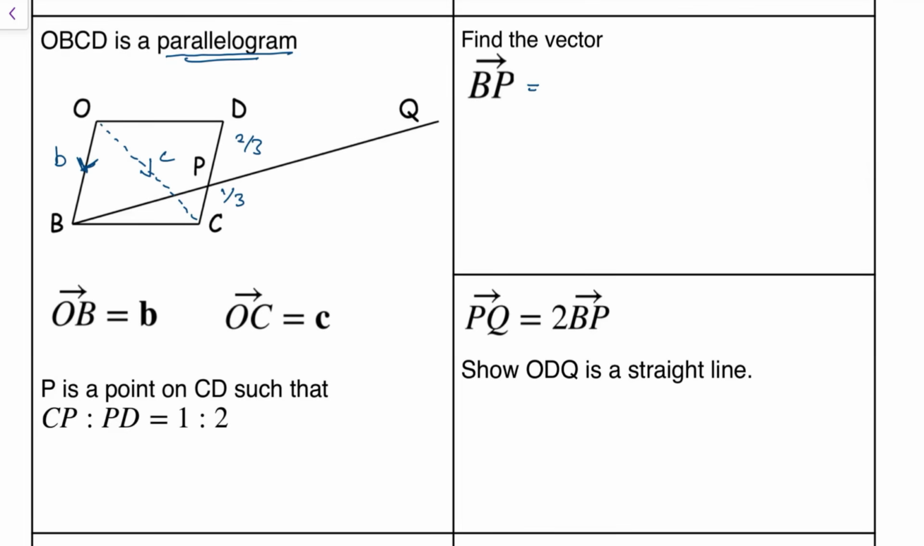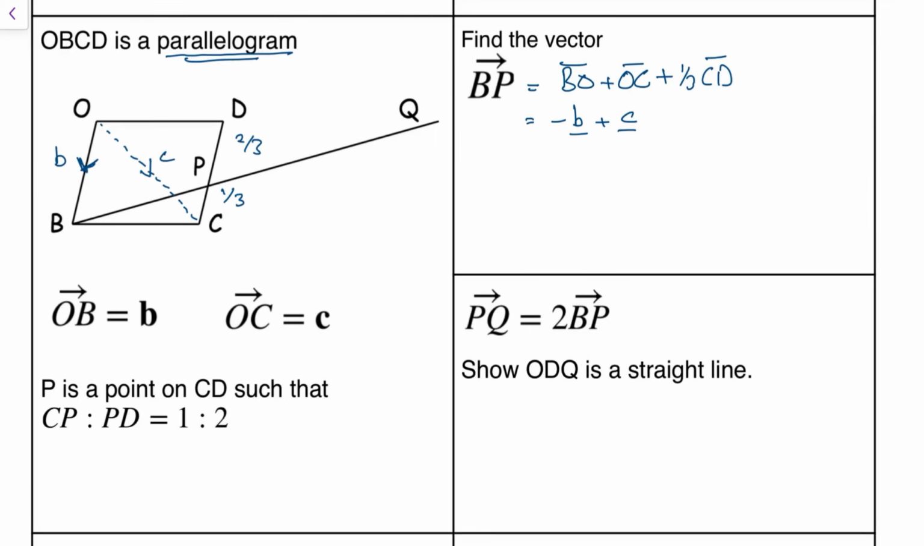And the way I'm going to work out BP, thinking about it, is I am going to do B to O, because I've got that, plus O to C, because I'm given that, plus a third of C to D. Okay, that makes sense. So let's write these out neatly. B to O is the opposite way, so it's minus B. O to C is given in the question, which is C.